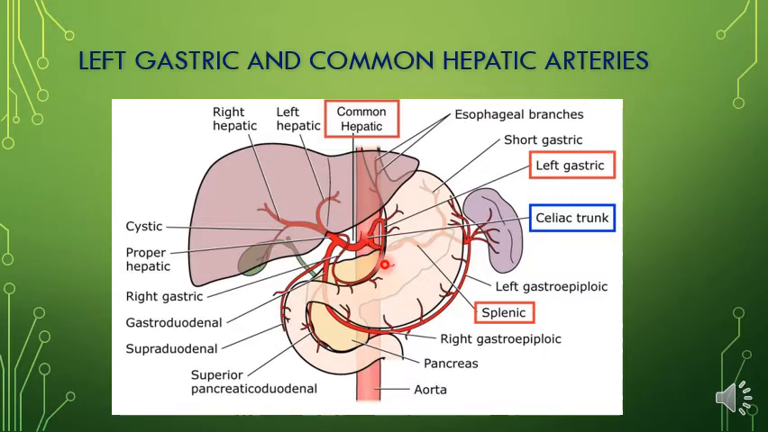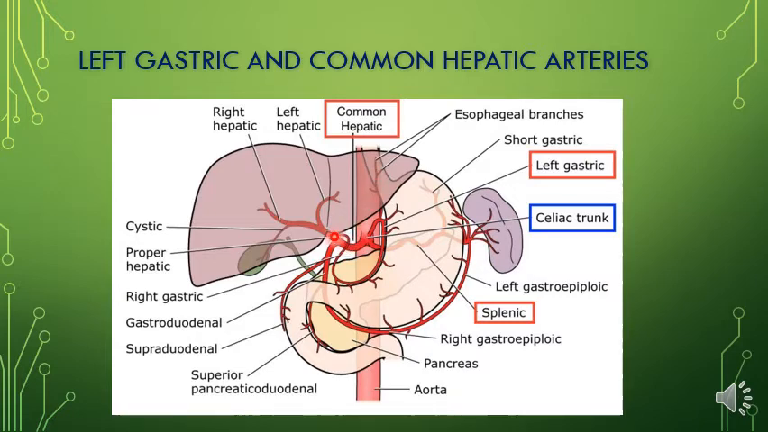Close to the cardiac orifice, the left gastric artery will provide some esophageal branches. So here you can see behind the liver, these branches are called esophageal branches. So near the cardiac orifice, the left gastric will supply some esophageal branches.